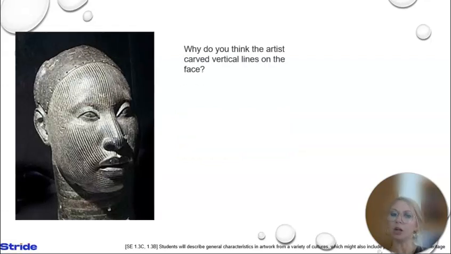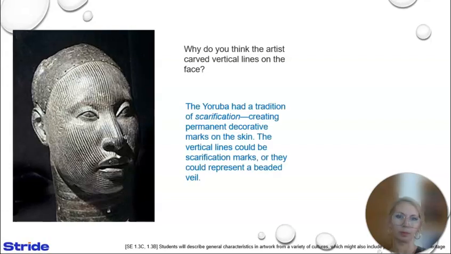Why do you think the artist carved vertical lines on the face? See these vertical lines on the face, right here, going down. The Yoruba had a tradition of scarification, creating permanent decorative marks on the skin. The vertical lines could be scarification marks, or they could represent a beaded veil, like we talked about just a minute ago.